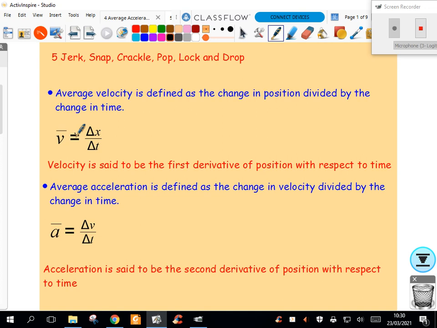So if I know the change in position, and I know the time that has been taken to change position, I can find the average velocity of an object. The average acceleration is defined as the change in velocity. So velocity, change in position; acceleration, change in velocity. Acceleration is said to be the second derivative of position with respect to time. And velocity and acceleration are words that you will hear all the time in everyday language. People talk about velocity, people talk about acceleration.